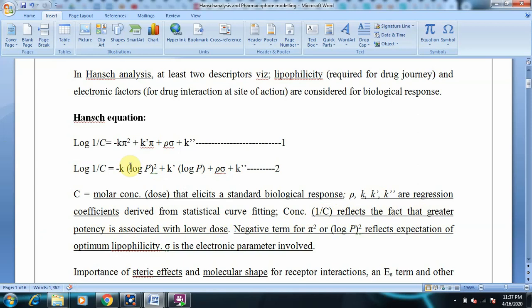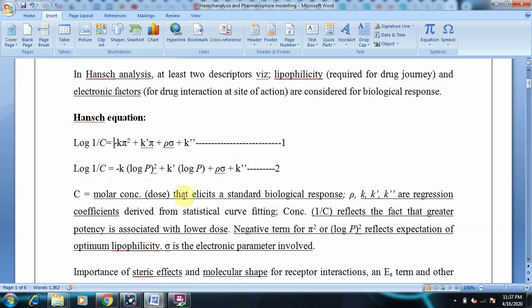So quickly have a glance at Hansch's equation. The simplest Hansch equation: log 1 by C is equal to minus k pi square plus k prime pi plus rho sigma plus k prime prime. Or else it can also be written as log 1 by C is equal to minus k log P square plus k prime log P plus rho sigma plus k prime prime.